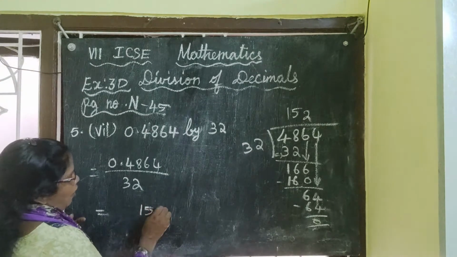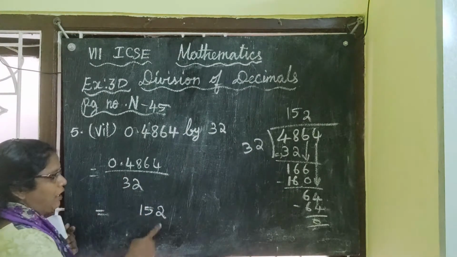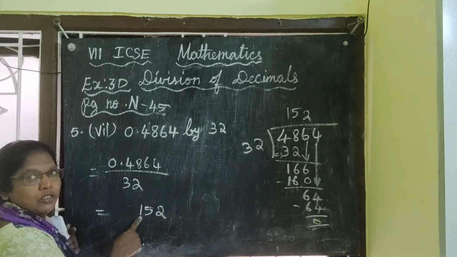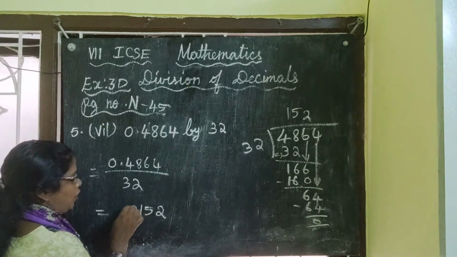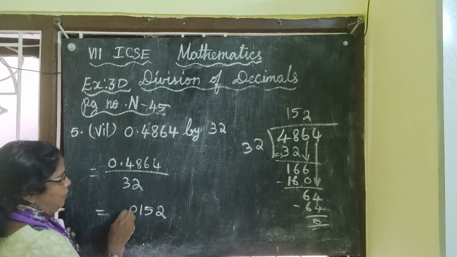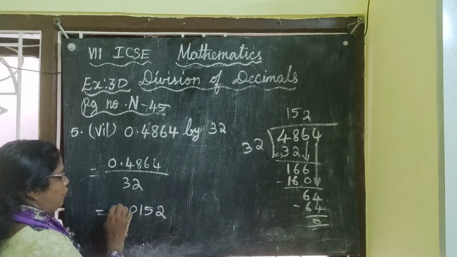152. Okay. How many decimals do we have? 4 decimals. But the answer is only in 3 digits. So one more digit we need. We don't have that. So for that you add 0 and keep here. Keep the decimal here because it's a division. Are we having any whole number? We don't have. So put 0.